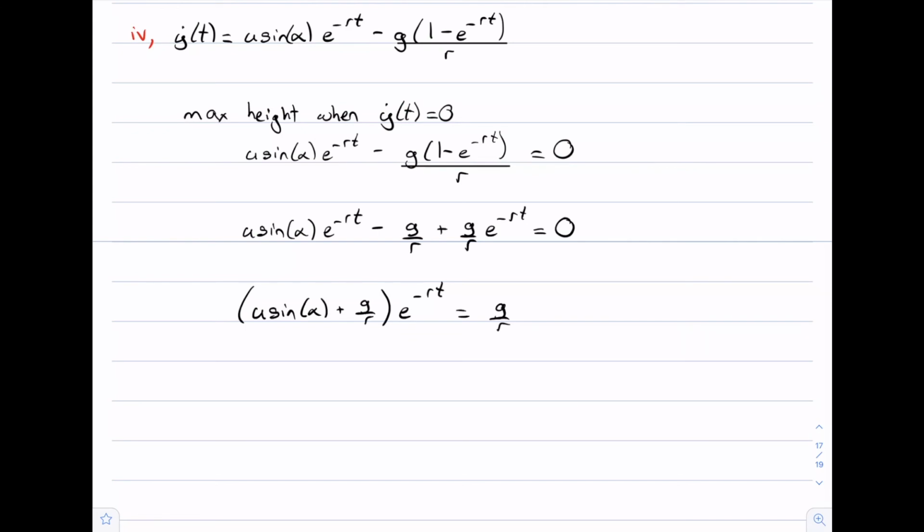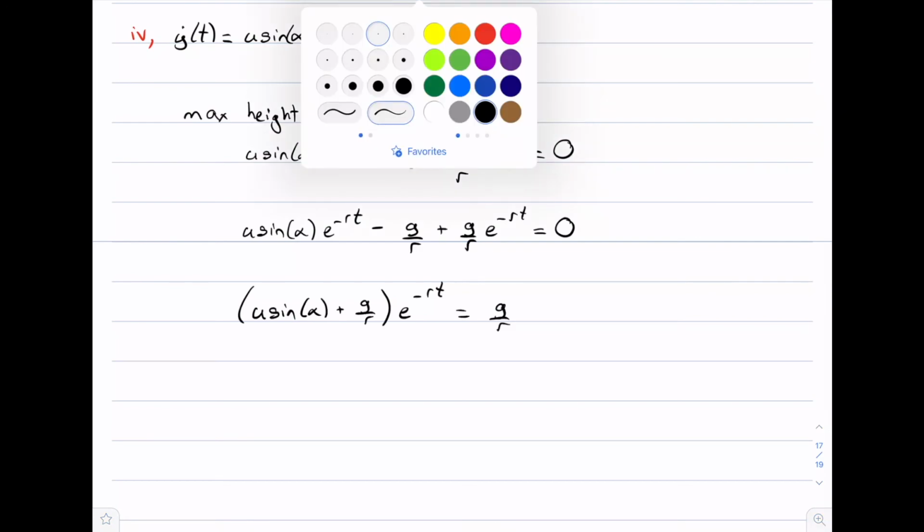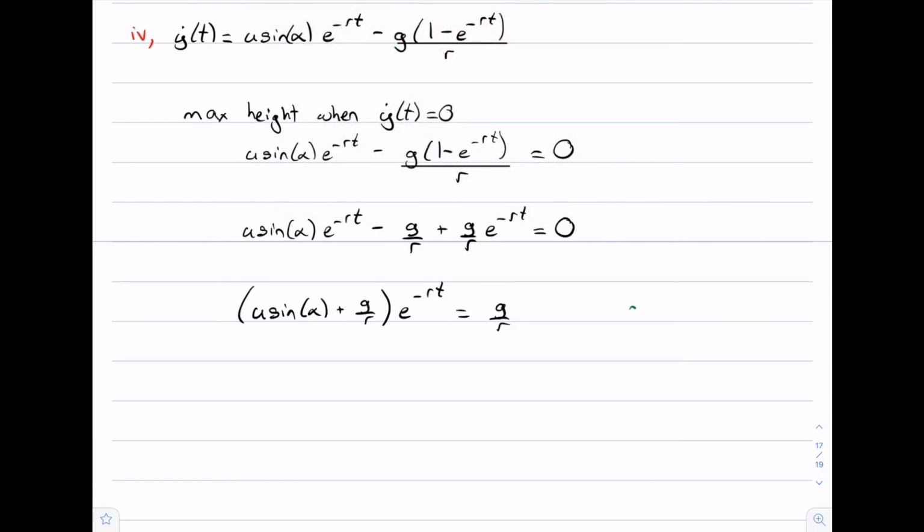So when I do that, I think at the same time, I'm also going to multiply by r over g. So I'm going to write on the right-hand side what I'm multiplying by. I'm multiplying both sides by r on g e to the negative rt.